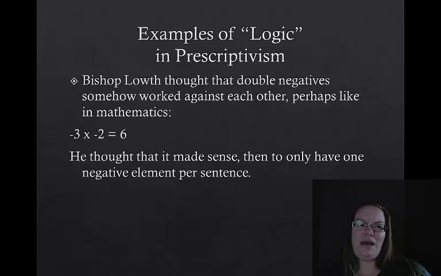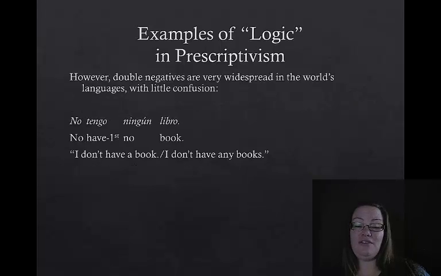Okay, Bishop Lowth somehow thought that double negatives worked the same as in mathematics. So if you use two negatives in a sentence, then surely the speaker could not understand that you meant the negative. They would surely think that you meant the positive if you used two negatives. Okay, he thought it made sense to only have one negative element per sentence. Again, this was in contrast to the forms that were being used at the time. And double negatives are widespread in the world's languages with very little confusion. People don't somehow think that this should be a positive because it has two negatives. Here is an example from Spanish.